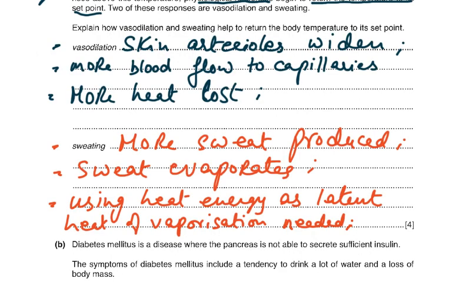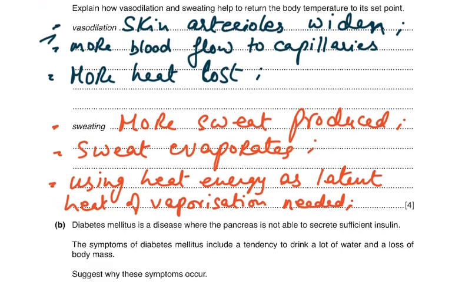In vasodilation, the answer was very simple. Skin arterioles widen, more blood flow to the capillaries. Naturally, artery, arterioles, then capillaries, so more blood flow to the capillaries, so more heat lost. In sweating, more sweat will be produced, sweat evaporates, and this uses heat energy as latent heat of vaporization, and that is going to take away the body heat, and so your body is going to cool down.